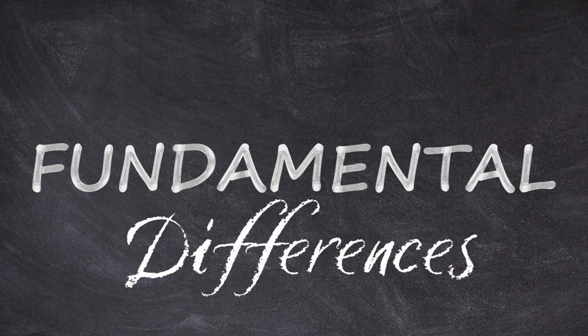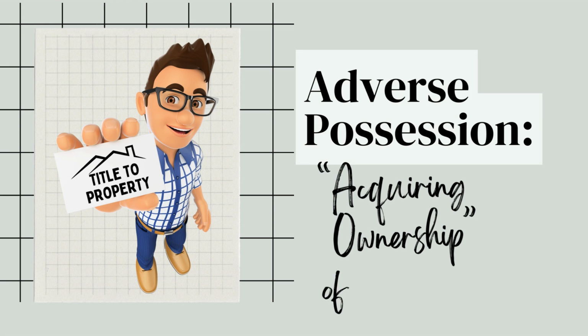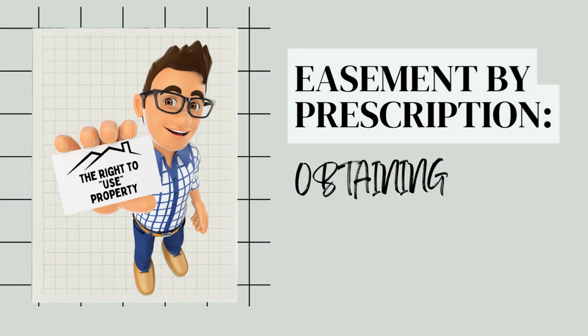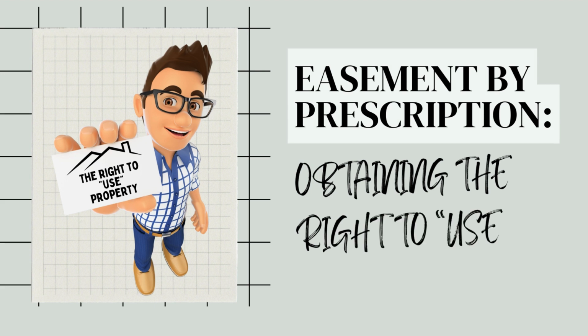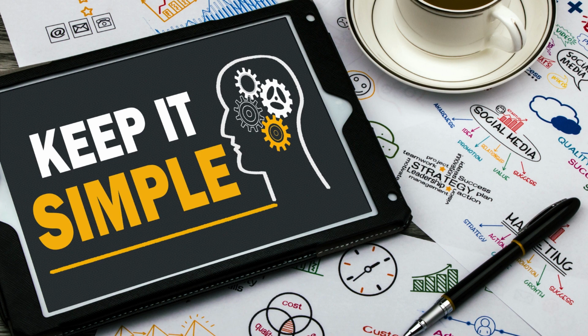The fundamental differences between the two lies in their outcomes. Adverse possession aims at acquiring ownership of the property, whereas easement by prescription focuses on obtaining the right to use the property. As I often emphasize in class, simplicity is key.